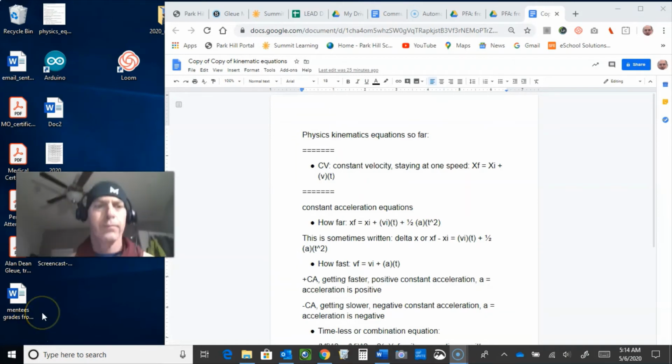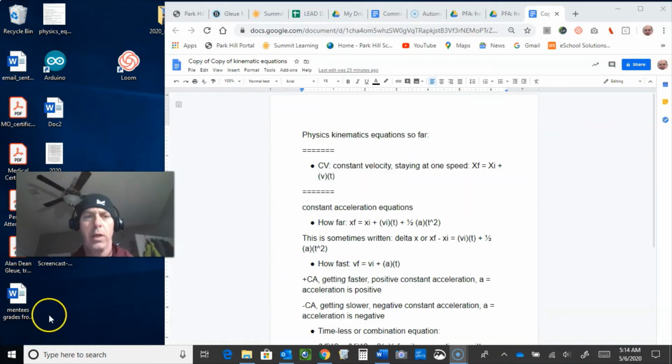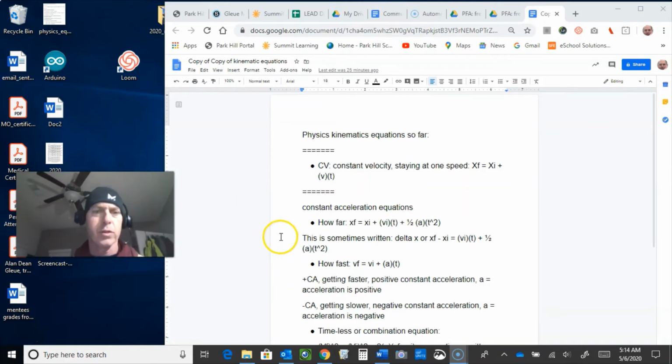Hey students, the goal of this segment of the video is to work a few physics free-fall problems with you. Let's review our kinematic equations. So far we've got our CV equation. We really won't be using this equation because free fall is an acceleration. We have our how far equation, or how fast.